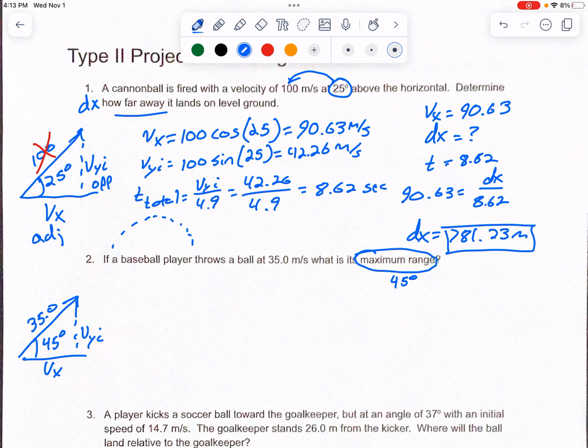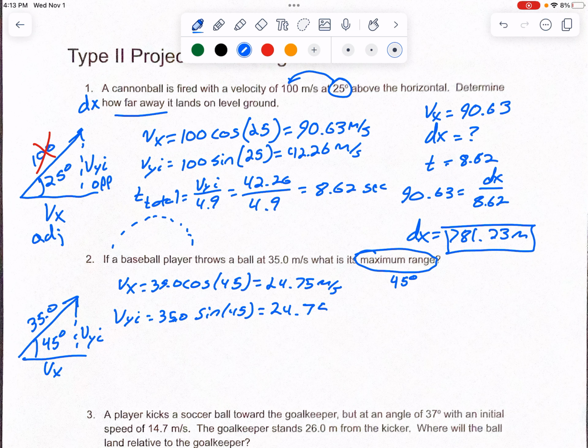I'm not even going to see what it's asking for yet. Well, it's asking for maximum range, but I'm going to go ahead and do this every time. So Vx equals 35.0 times cosine of 45, and you're going to get 24.75 meters per second. Vyi is 35.0 times sine of 45. And it is okay to get the same answer, because remember, 45 degrees is perfectly in the middle. That means your horizontal and vertical are even, so one's not overpowering the other.